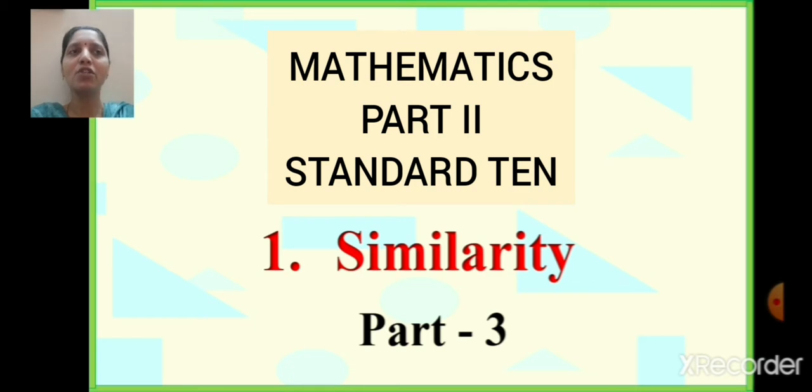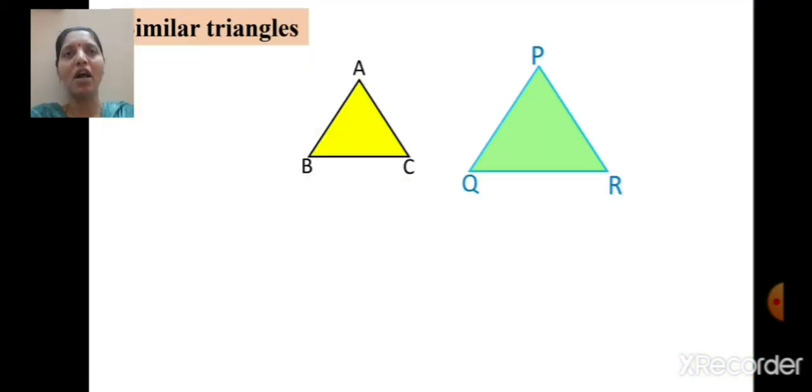In today's session we are going to learn about similar triangles, how to find the similarity between the triangles. Before starting, let's first understand a few basic concepts. First, we have to understand what similar triangles are.